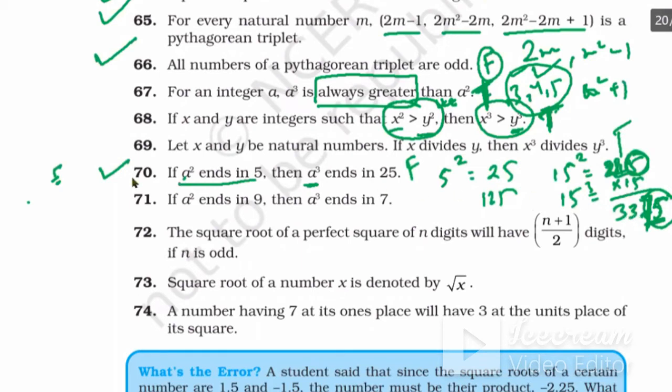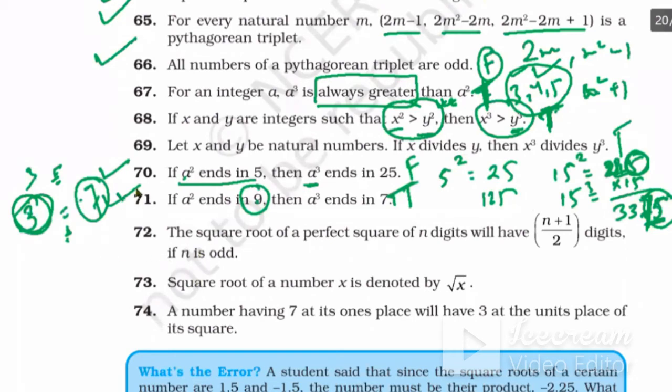Clear. Okay. Now 71. If A square ends in 9, then A cube ends in 7. True, true, sir. 3 3 9 3 27. Yes, it's true. If A square ends in 9, it means unit place is 3. If unit place is 3, then its cube will end with unit place 7. Okay. 3 plus 7 is equal to 10.